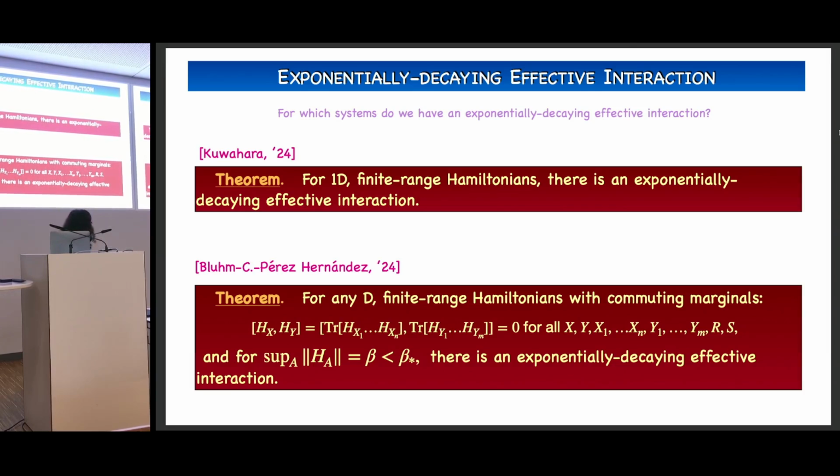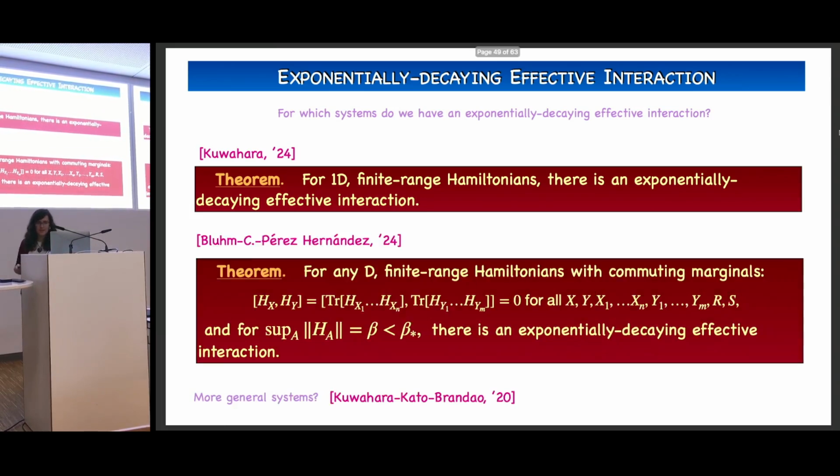And this condition looks extremely restrictive, but actually any CSS code, for example, satisfies it. So it's actually not so restrictive. So toric codes and all this stuff satisfy it. So that's fine. And of course, you might be wondering, well, if you have these systems, can you actually prove for other systems that you have this exponentially decaying effective interaction?